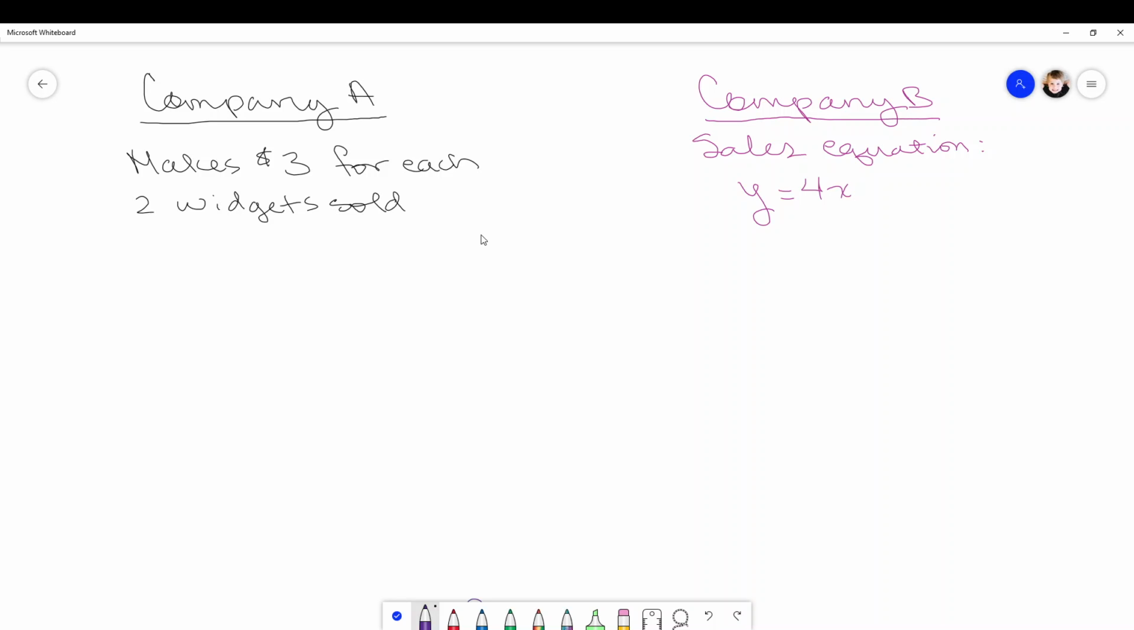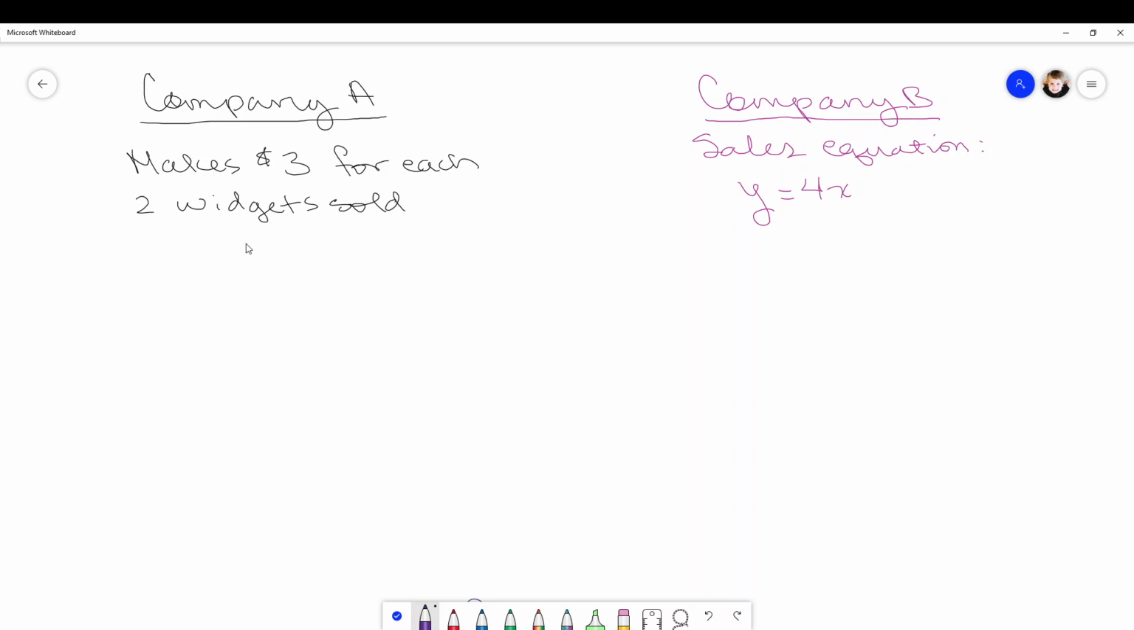And so let's say that company A makes a product called a widget. No, it's not a real thing, so don't ask what it is. It's something totally made up. It's a thing, it's a widget. And let's say company A makes $3 for each two widgets that they sell. And we want to take this information and put it in several different forms.